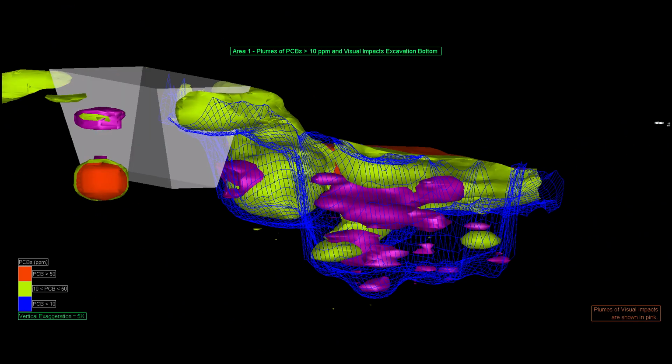The following sequence shows the ideal bottom excavation surface, which encompasses the union of PCB plumes and visual impact plumes.